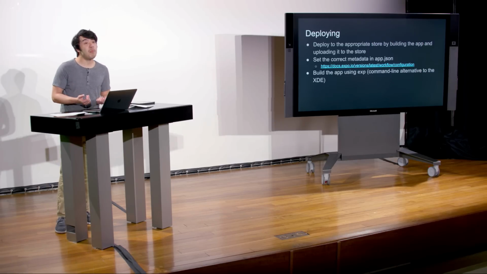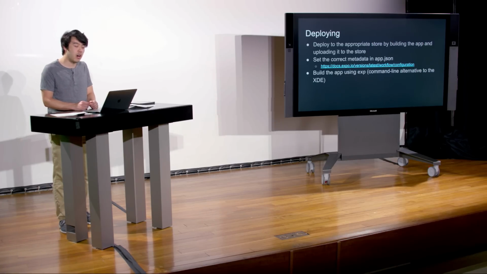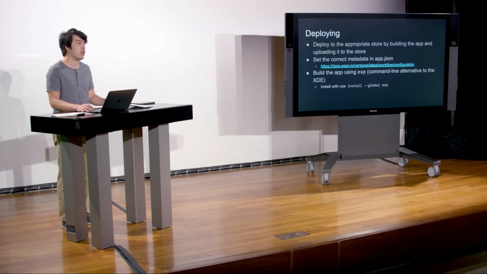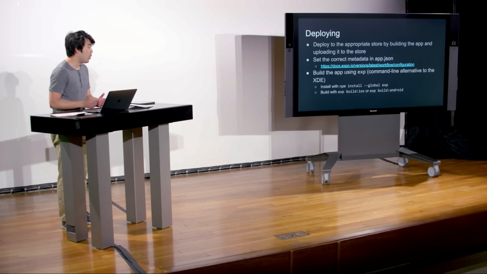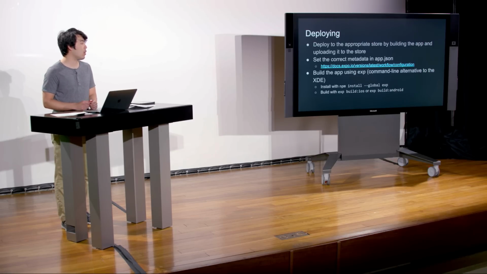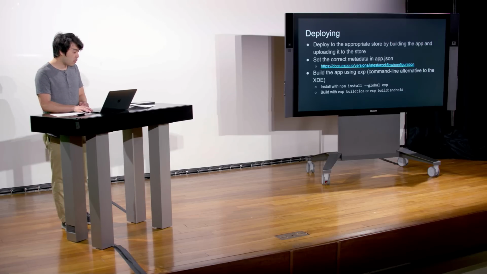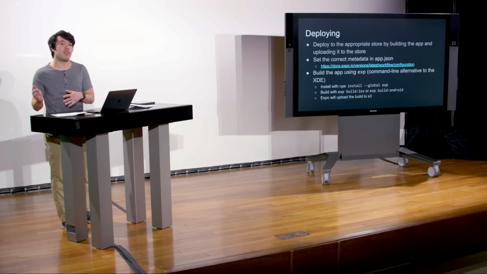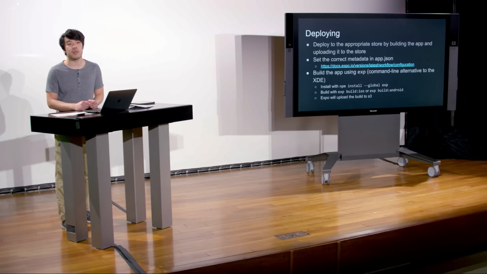Then you go ahead and build the app using this command line utility called exp. It's basically just an alternative to the XDE because the XDE does not allow you to build the app within that GUI. The way to do this is to install the script. So you do npm install global exp, just like how you install a bunch of other libraries. You then build it by doing either exp build:ios or exp build:android. What that does is it actually sends your JavaScript, your whole bundle actually, over to Expo's servers where it does the entire build, and then Expo uploads that build to S3.